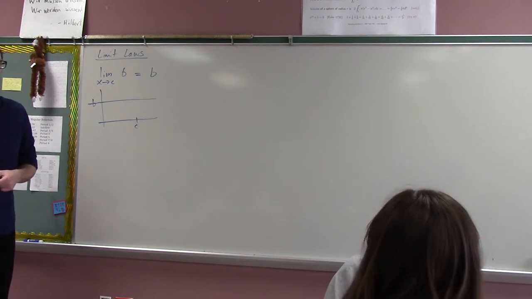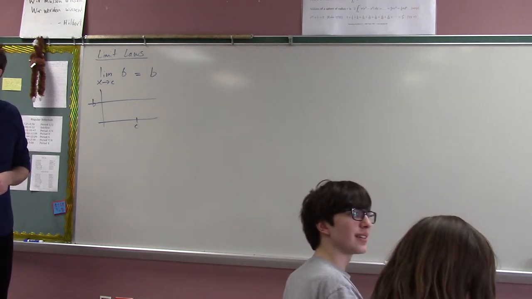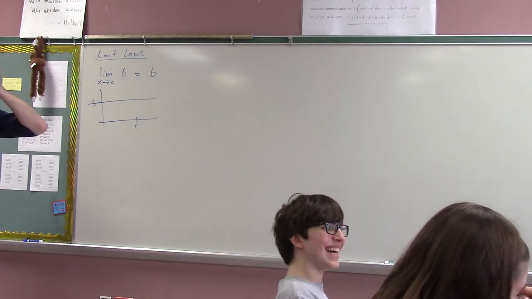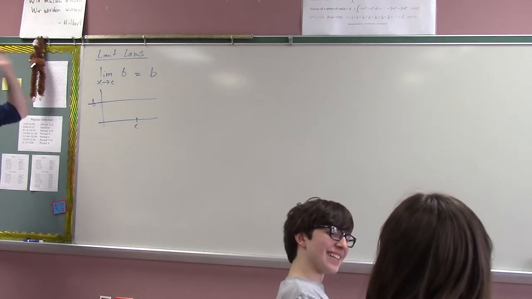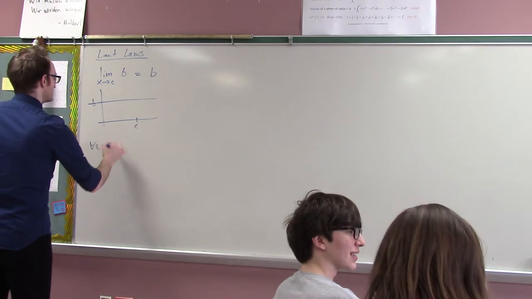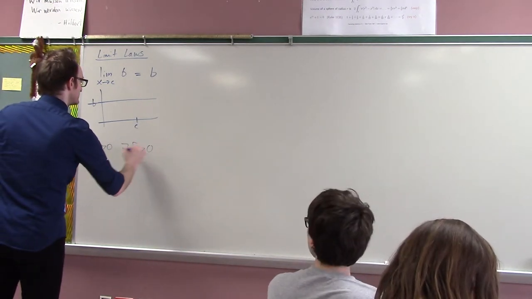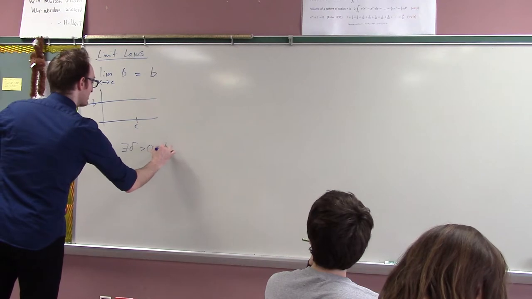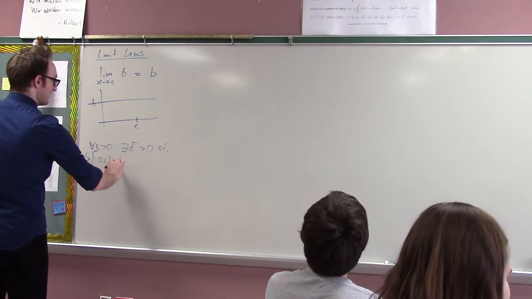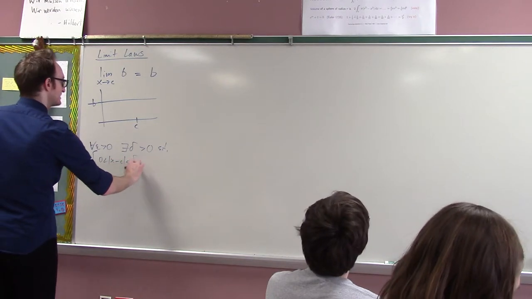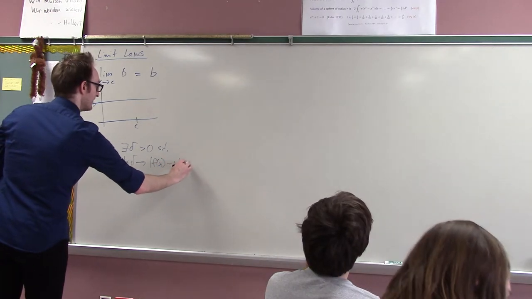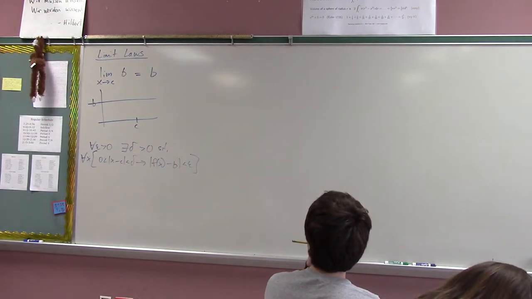Could I get a proof of this? Yes, I can get a proof of this. It's really easy. What does it mean technically? What is the formal definition? The formal definition is, for all epsilon greater than zero, there exists a delta greater than zero, such that for all x, if I am within delta of c, then my function will be within epsilon of b.